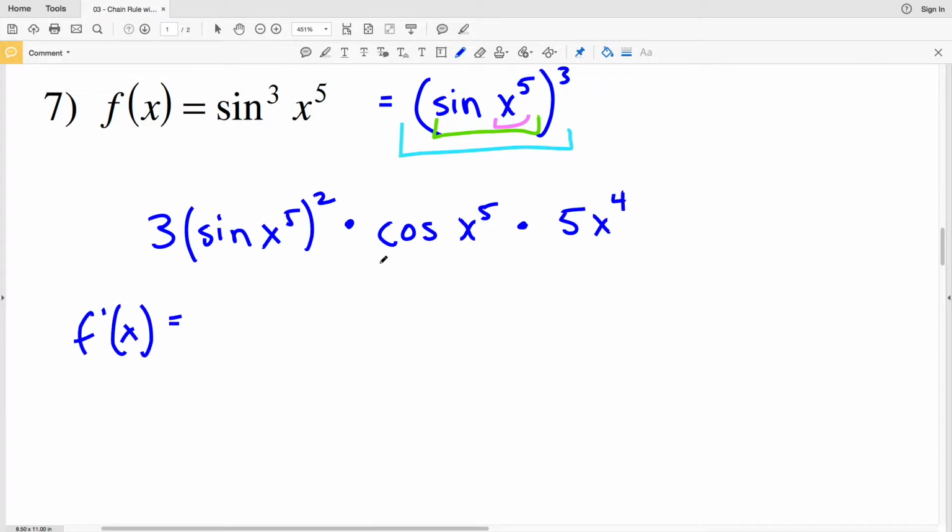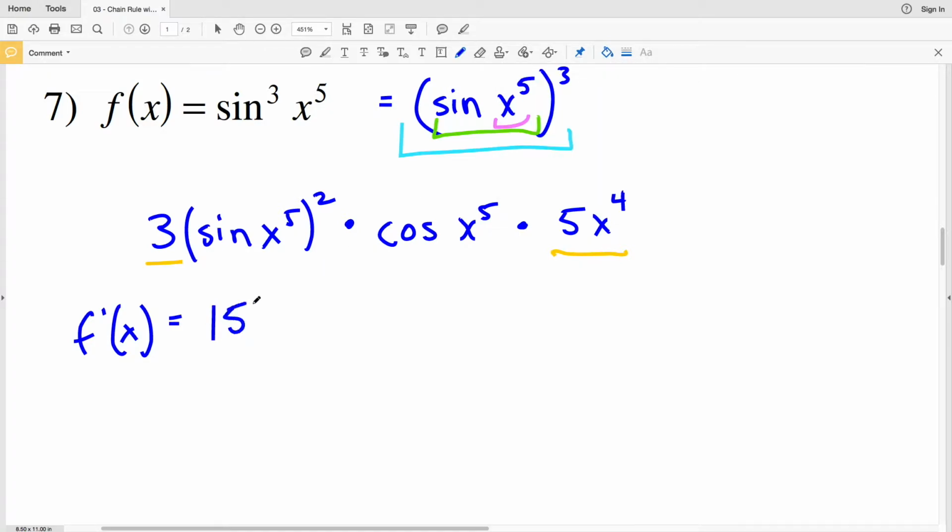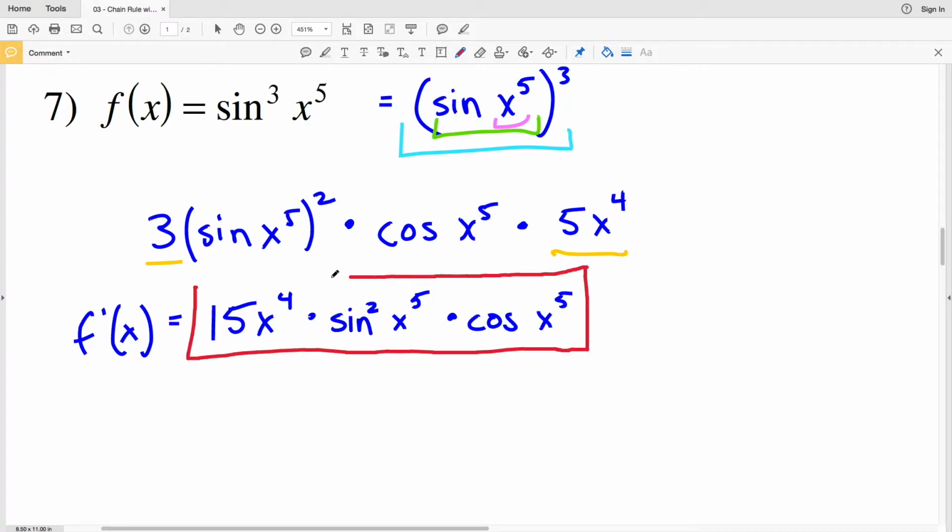So now I'll simplify this to get my answer. So I'm going to combine 5x to the fourth times 3, which will be 15x to the fourth, and that's multiplied by the sine of x to the fifth squared, times the cosine of x to the fifth. That's my derivative in number 7.